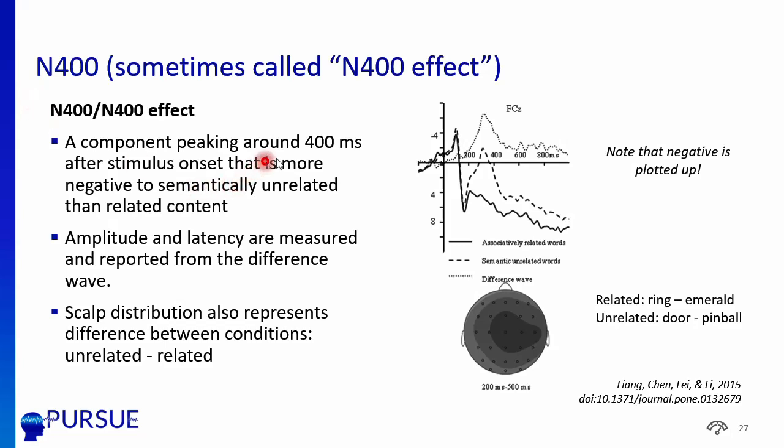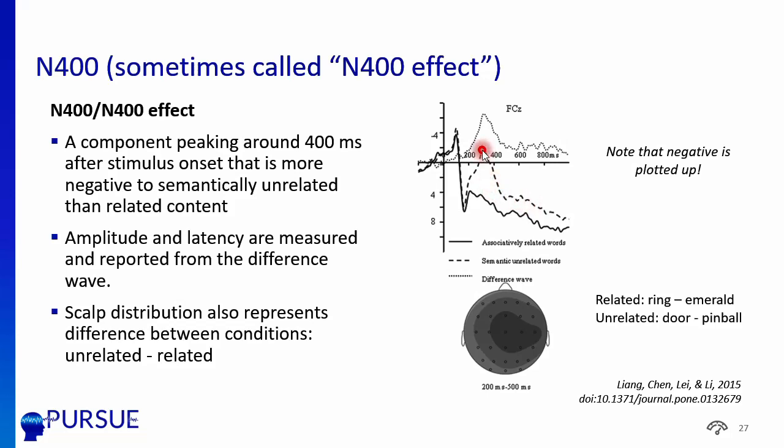It gets its name because it peaks right around 400 milliseconds, and it's a negative ERP amplitude. Negative is plotted upward on this graph, so you have to wrap your brain around that. The N400 is elicited a lot of times when you have semantically unrelated content. So, for example, you could present two related words like ring and emerald, and they would elicit the ERP that you see here in the solid line. If you then present two unrelated words like door and pinball, it's going to elicit the ERP that you see here in the dashed line.